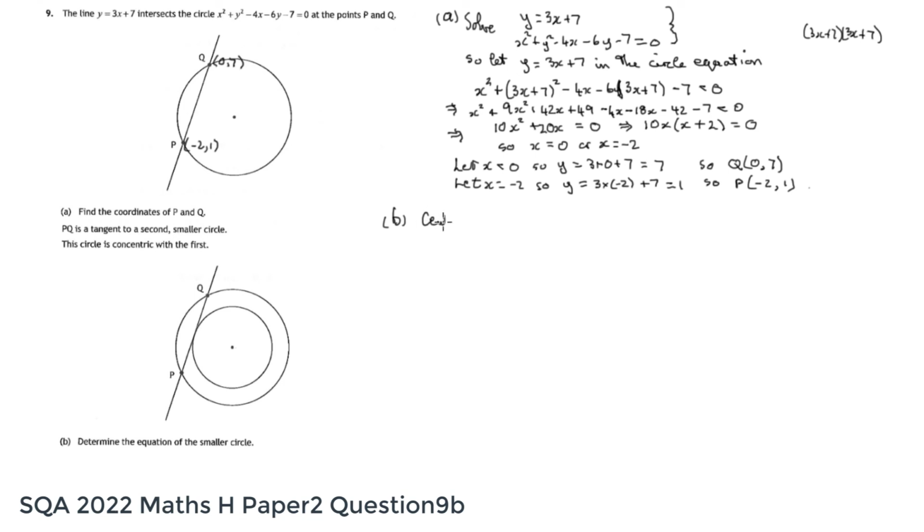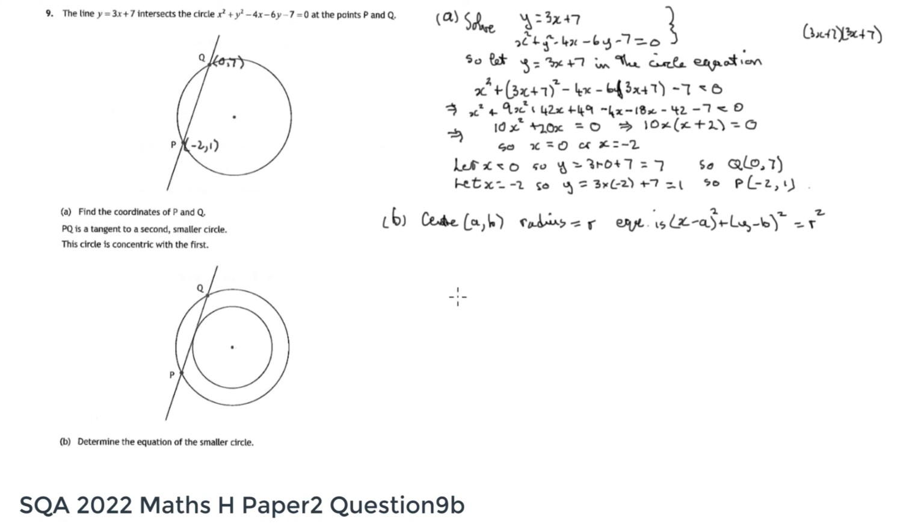If we have a centre of a circle being (a, b) and the radius of a circle being r, then the equation is x minus a all squared plus y minus b all squared equals r squared. So that's one of your well-known formulas. So what do we know about this smaller circle? We certainly can work out its centre because it's the same centre as this circle.